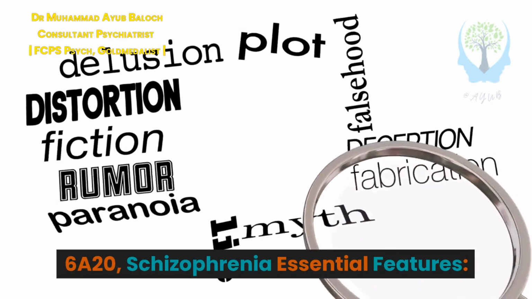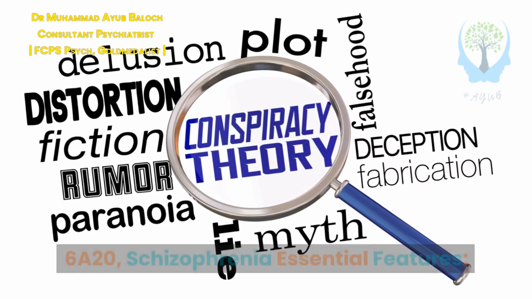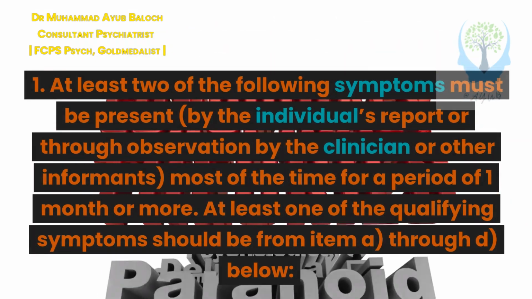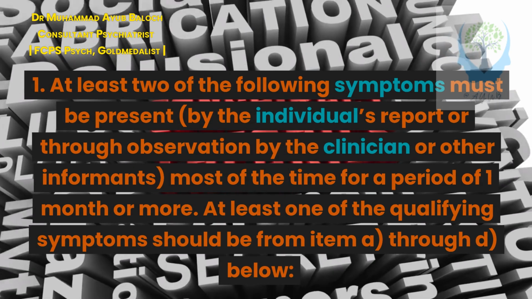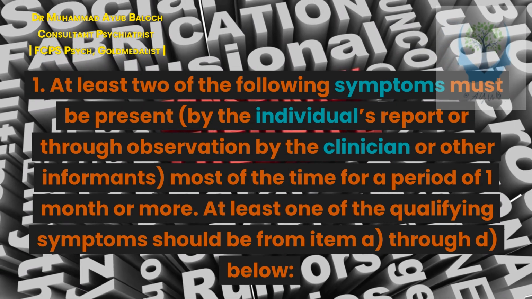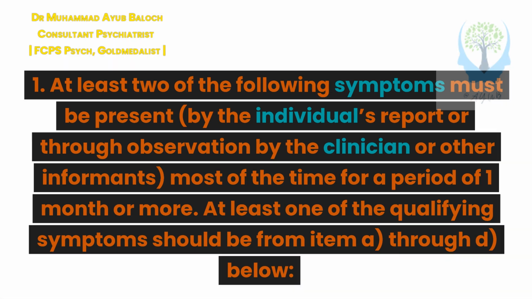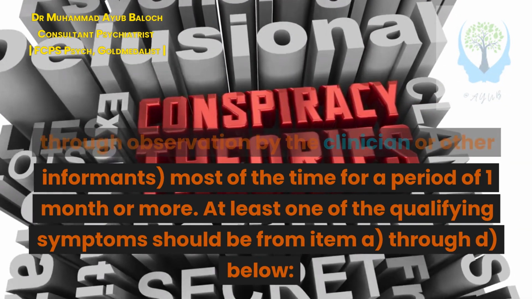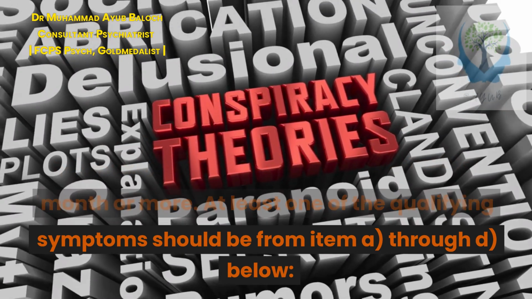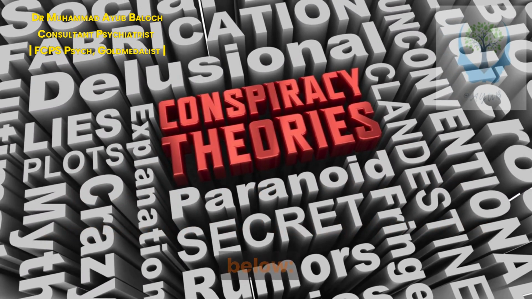6A20, Schizophrenia essential features. 1. At least two of the following symptoms must be present, by the individual's report or through observation by the clinician or other informants, most of the time for a period of 1 month or more. At least one of the qualifying symptoms should be from item A through D, below.